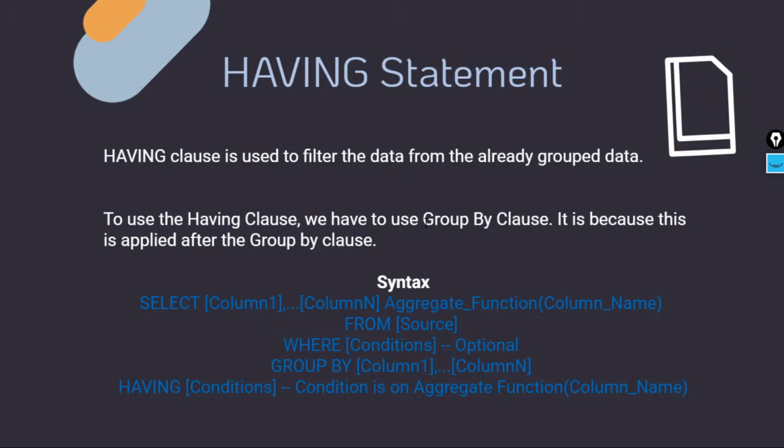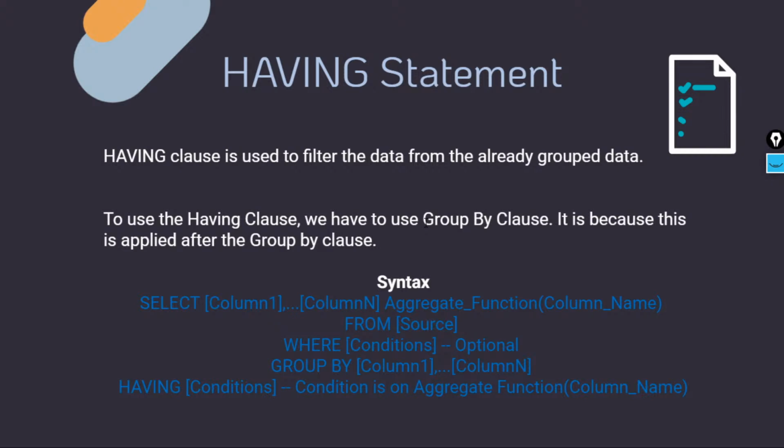Having statement is, as I told you, one additional conditional statement that we have in SQL syntax. Now we have already seen a conditional statement, which is the where statement. Even though the where statement can filter the data, how can the having statement filter the output for us? Having statement simply helps us achieve output that can be aggregated at the output level. The having clause is used to filter the data from already grouped data.